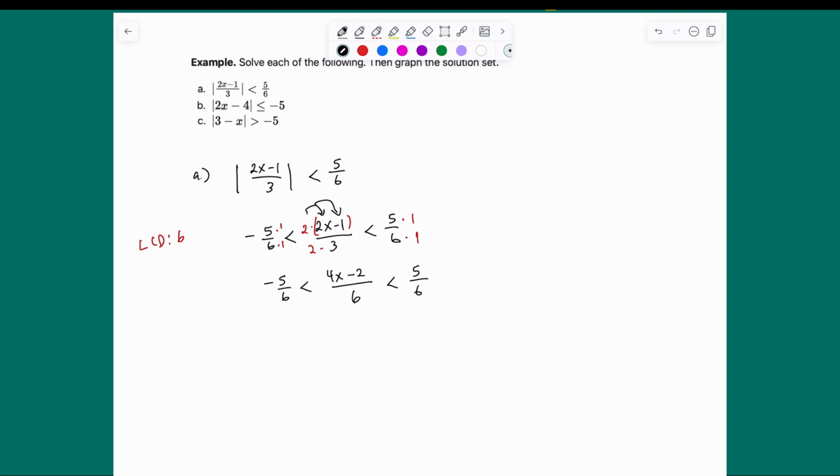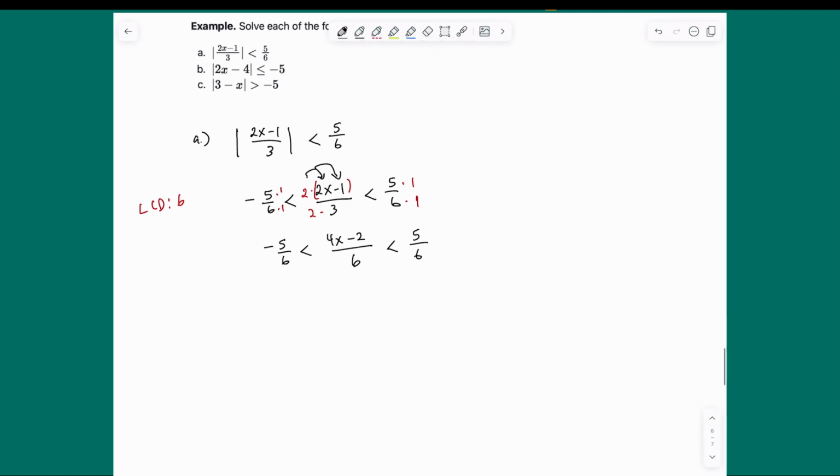Now I basically forget about the denominators to get negative 5 is less than 4x minus 2 less than 5. In other words, what you're doing there is just multiplying through by the LCD. Now I'm going to isolate the x in the middle. So I'm going to add 2 on all 3 sides. On the left side, we get negative 3 less than 4x, because in the middle we added 2 as well. And on the right side, we added 2, so we get less than 7.